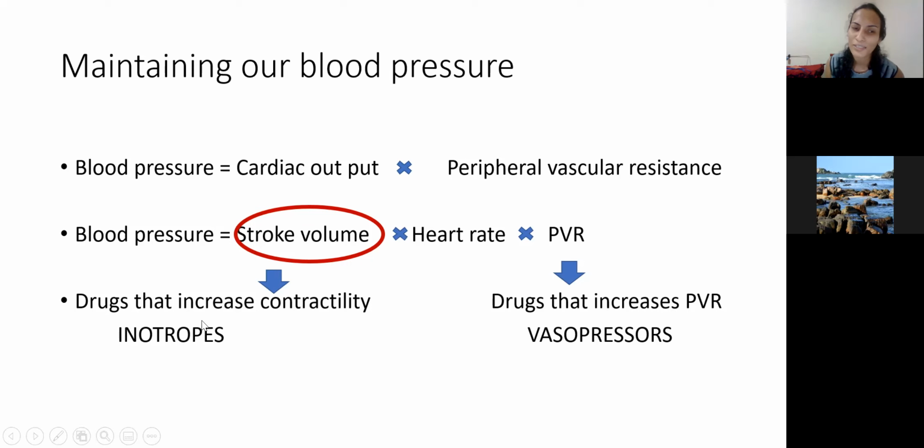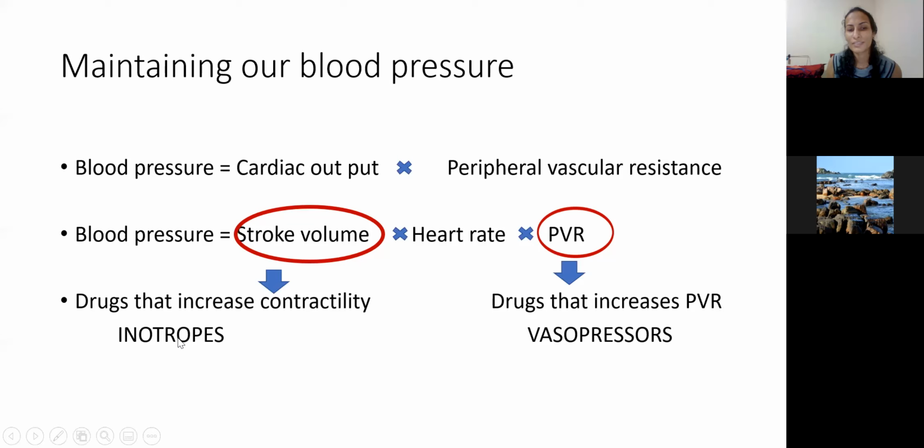The drugs that act to increase your stroke volume by increasing the contractility of the heart are known as the inotropes. So inotropy is the increasing of the contractility. So inotropes are the drugs which can increase the contractility of the heart. And then we have the vasopressors. Vasopressors are the drugs that increase the peripheral vascular resistance. So what they do is they go to your peripheral vessels, they constrict them, and therefore your blood will be squeezed from the peripheries into the main circulation. So both ways we can increase the blood pressure of the patient.